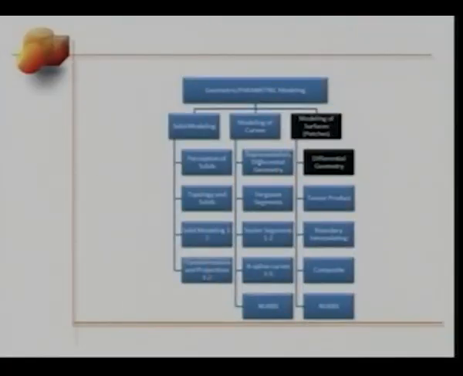Good morning and welcome again. Let's graduate now from curve modeling and move on to the third column of our layout and start with discussions on surface patches.